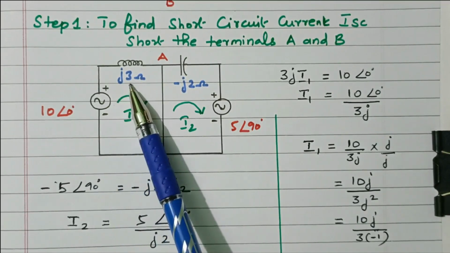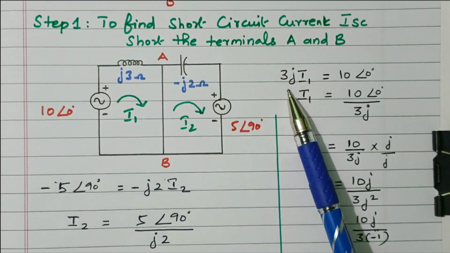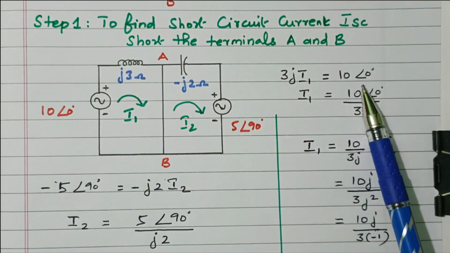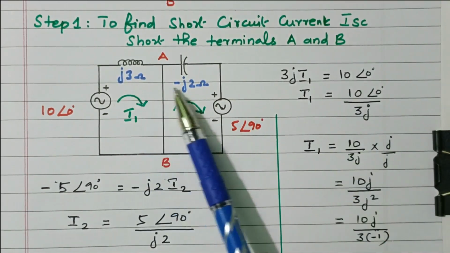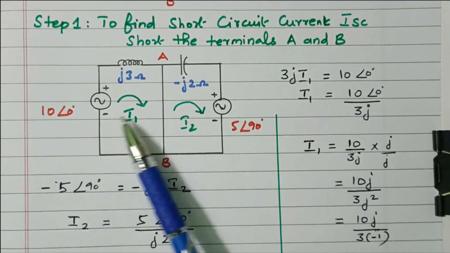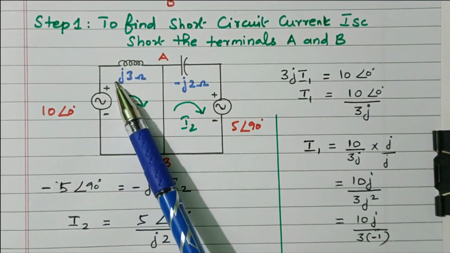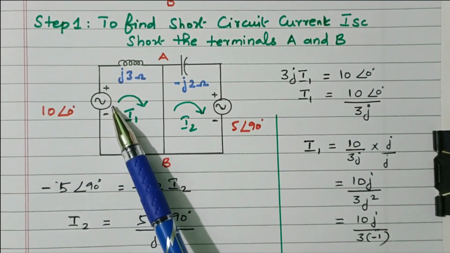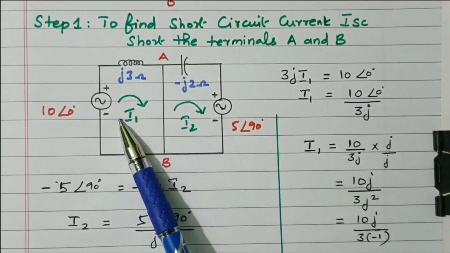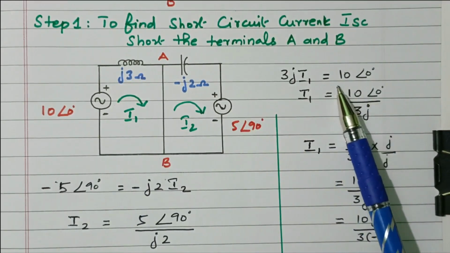In loop 1 we have one inductor. So applied voltage equals the inductive drop. So 3J into I1 equals 10 volts with angle 0. The voltage drop is 3J into I1, and the applied voltage available is 10 volts. See the current direction here. The current is going from downwards to upwards, that is from negative to positive, so it is a rise in potential, plus positive. So 3J I1 equals 10 with angle 0.